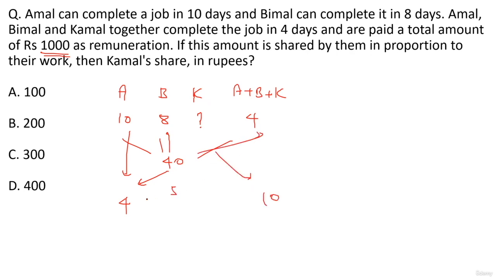Okay. Now guys, A का alone efficiency is 4 units per day. B alone is 5 units per day. And combined is 10. Okay. तो 4 plus 5 तो 9 ही होता है ना. 1 यूनिट बचता है, वो किसका efficiency होगा?